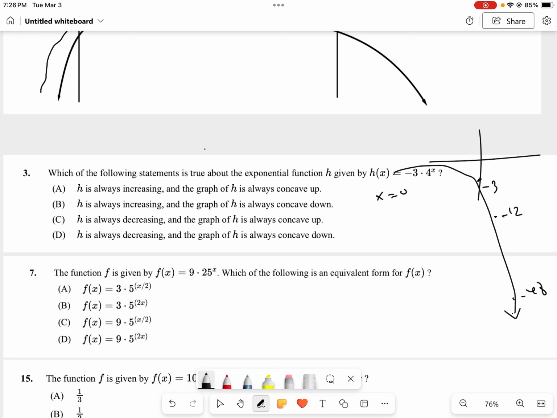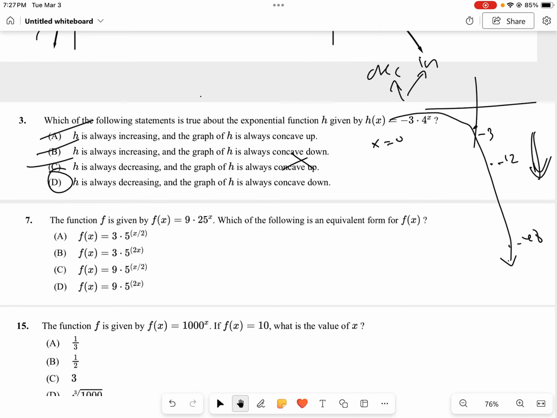Okay, it's always increasing. Well, it's not always increasing because you can just see here it's decreasing, so that's wrong. Always increasing, wrong again. Always decreasing, and the graph is always concave up. Well, it's decreasing at an increasing rate. Decreasing at an increasing rate. Those are different, so it's concave down. So it can't be concave up. So decreasing, the graph is always concave down. Yes, that's correct.